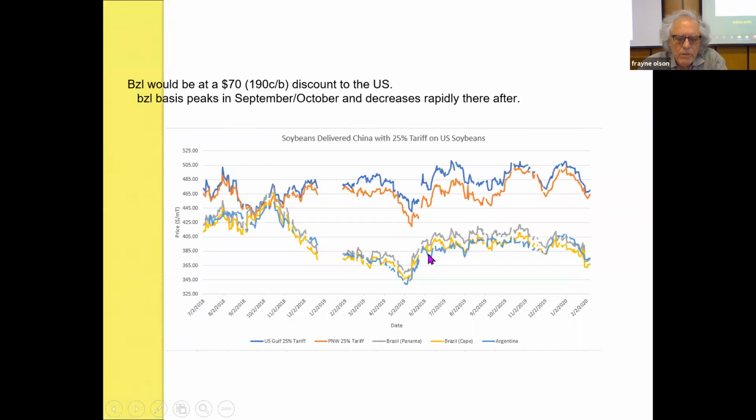So these lines up, this is the basis from 2018 until current, and these lines at the bottom are the bases at Brazil going to China. So that's Brazilian bases delivered China, and the top lines are US P&W, US Gulf delivered China. So you can see back over here, we're pretty competitive with each other, but now in these latter months, we use the word bifurcated because of the dual nature of the marketplace.